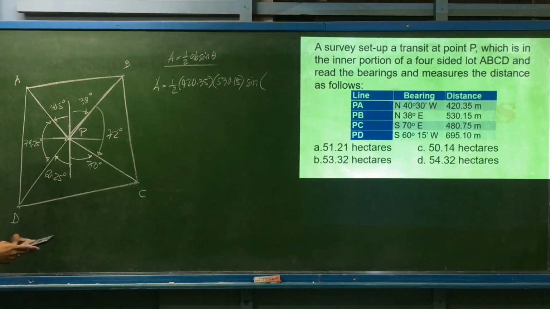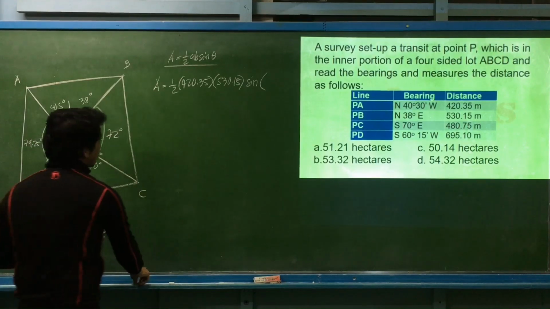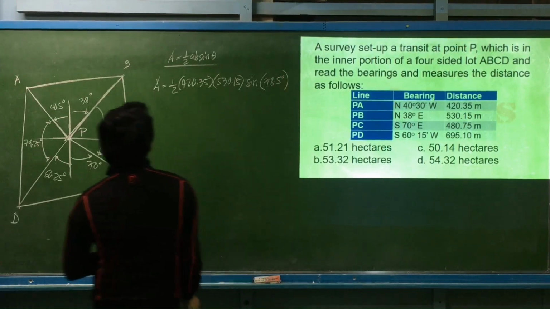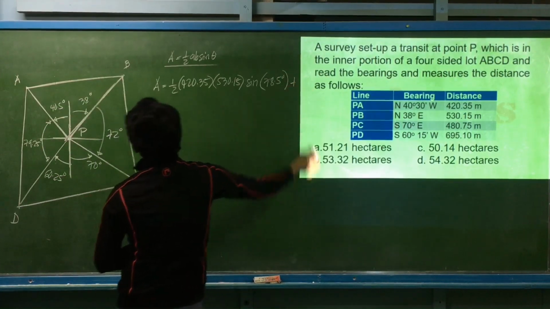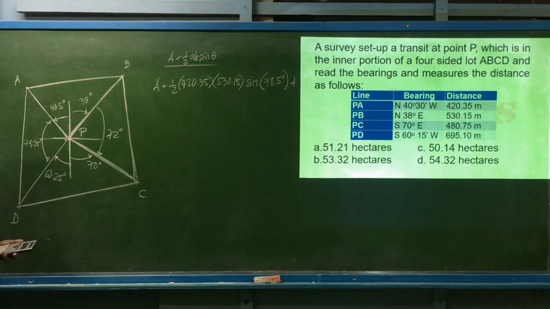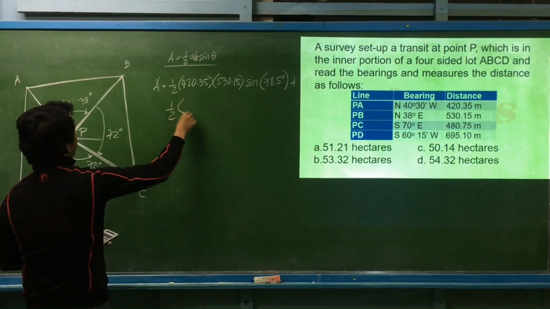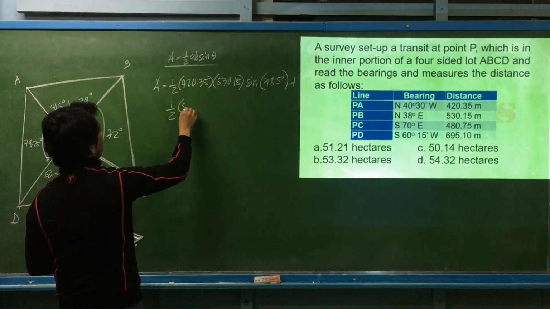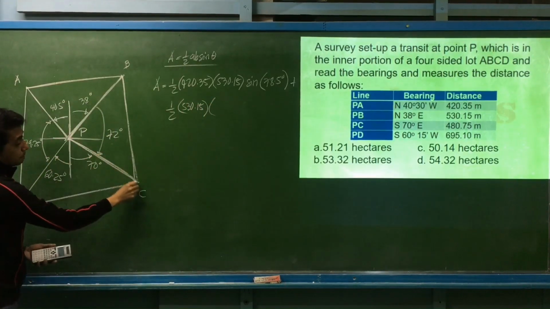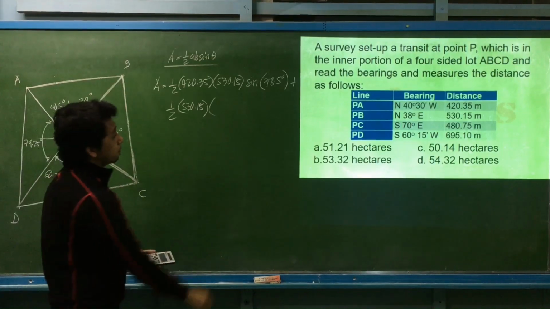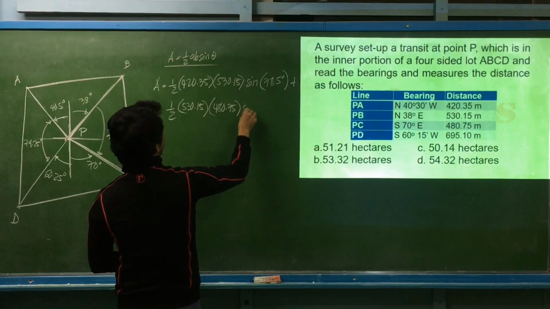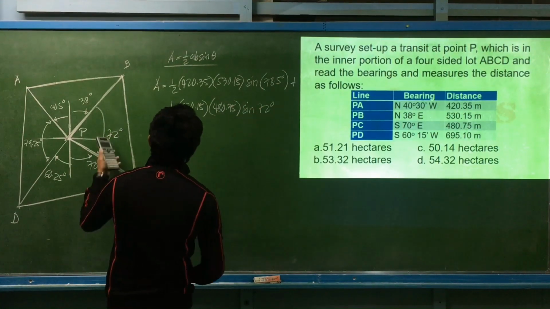40.5 plus 38. That's equal to 78.5 degrees. Okay? Then plus, the next triangle, the triangle between B and C, with 72 degrees. That is 1/2. What is side B? That is 530.15, multiplied by, what is the distance P to C? Distance P to C is equal to 480.75. Sin, what is the angle? We got it earlier, 72 degrees.